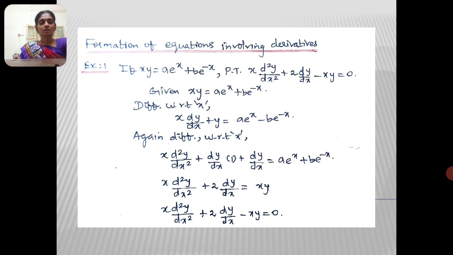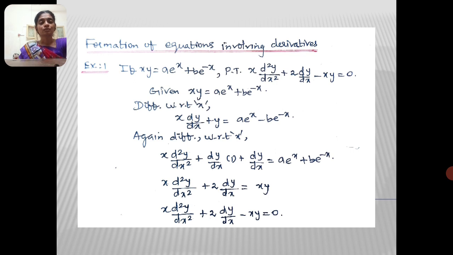We start with examples. First example: if xy equal to a e power x plus b e power minus x, then we have to prove x into d square y by dx square plus 2 into dy by dx minus xy equal to 0. So given xy equal to a e power x plus b e power minus x.